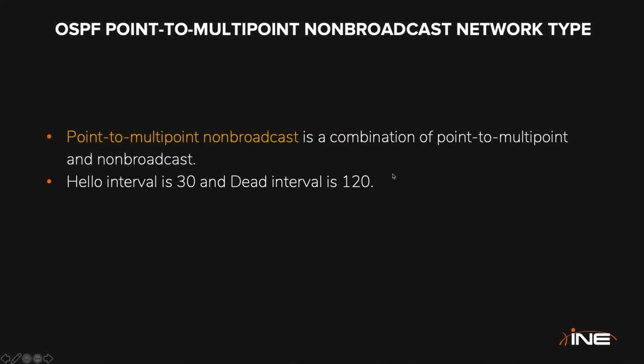Lastly, we have point to multipoint non-broadcast. This is basically a combination of point to multipoint and non-broadcast. The hello and dead is still 30 and 120. Manual neighborship is required, same as non-broadcast. You require manual neighborship, but no DR election, same as point to multipoint. That's why it's a combination of point to multipoint and non-broadcast.